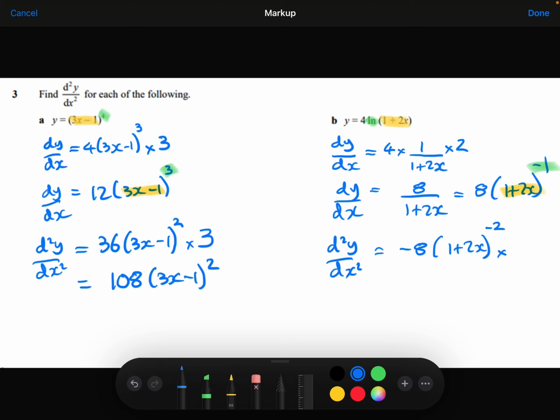And then by the chain rule, I have to multiply that by the derivative of the inside function. The derivative of 1 plus 2x is 2. And now I can simplify that. The minus 8 times 2 is minus 16. Or if you'd prefer, we could move the (1 plus 2x) squared to the denominator.